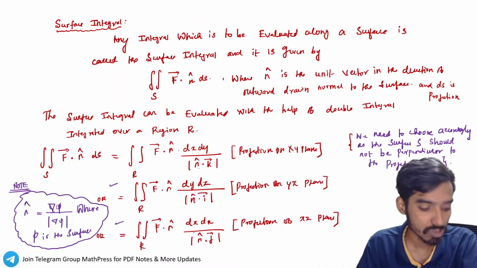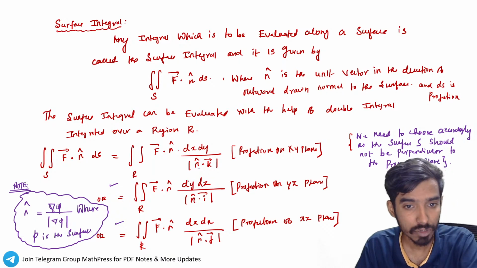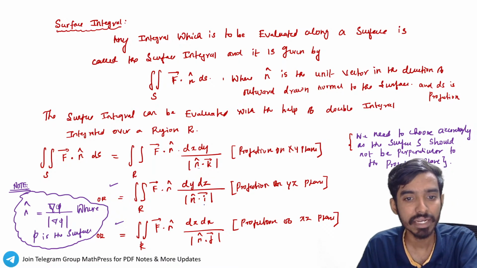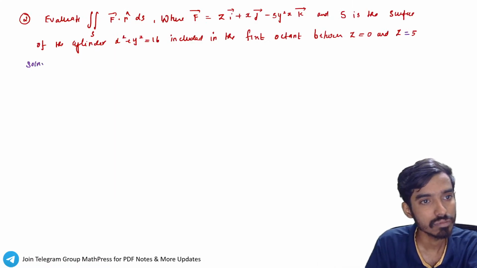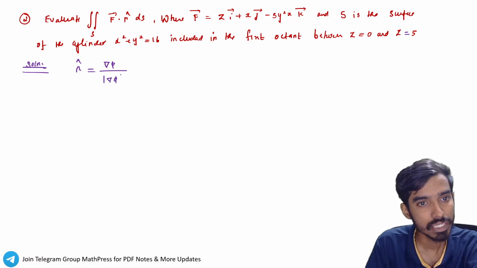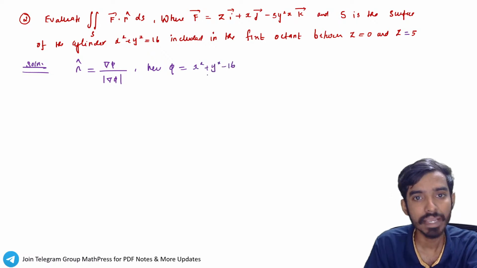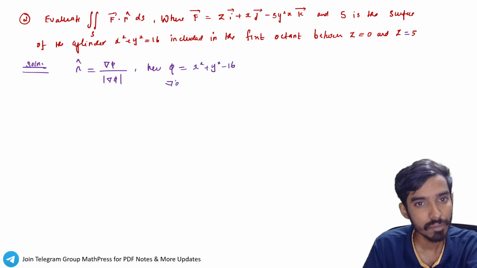I'm going to choose this one, dy dz divided by n cap dot i. Before that, we will find F vector dot n cap. So what is n cap? n cap is del phi by modulus of del phi. What is the surface here? It is x square plus y square minus 16. So what is del phi?